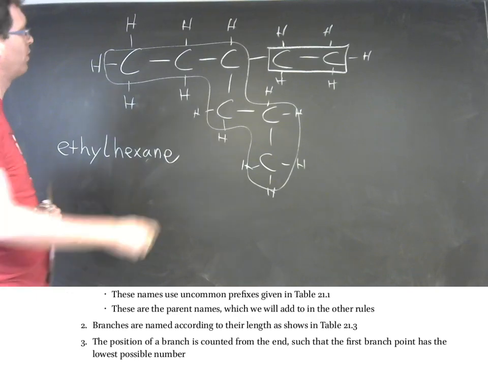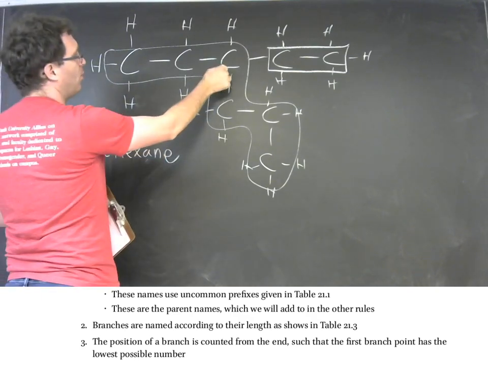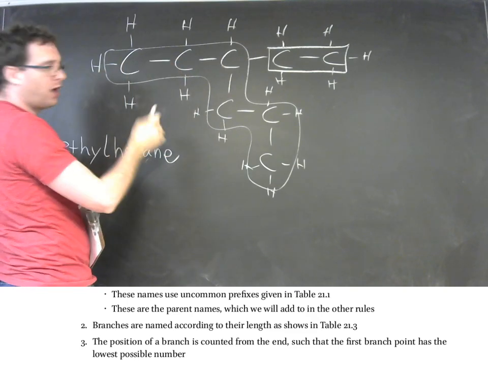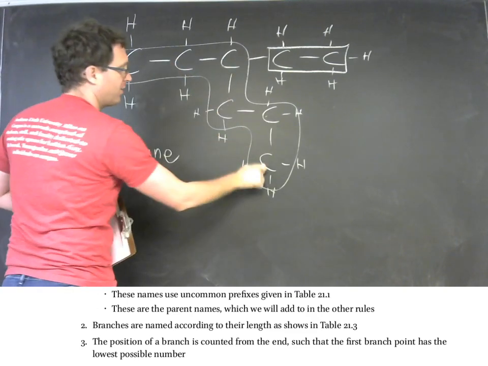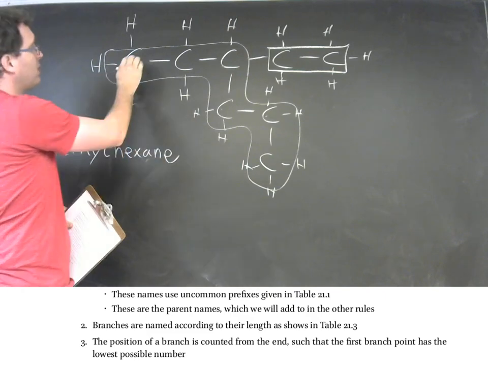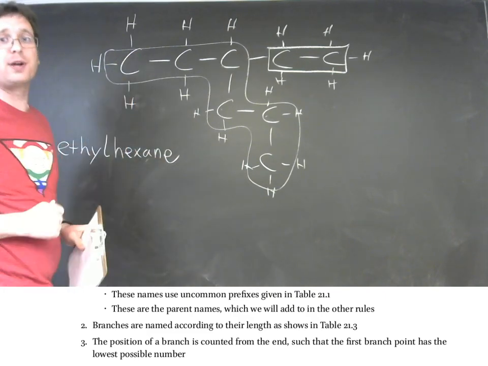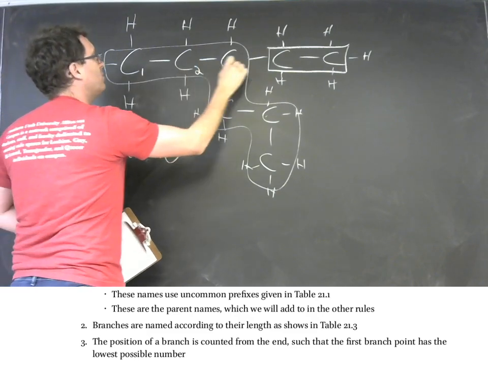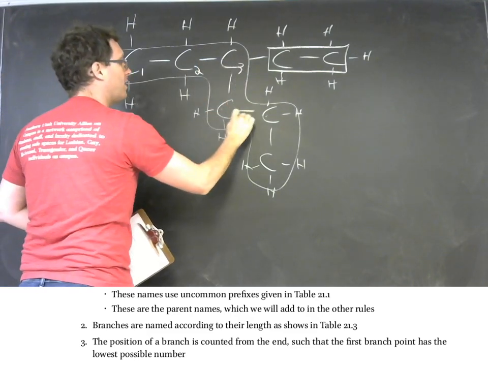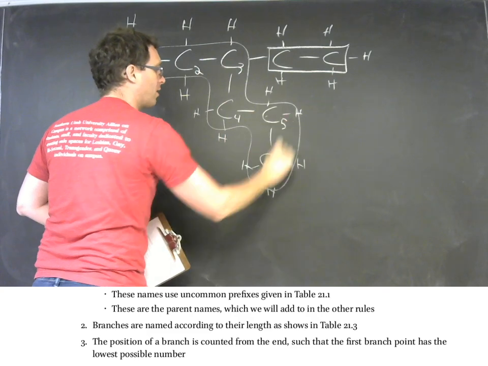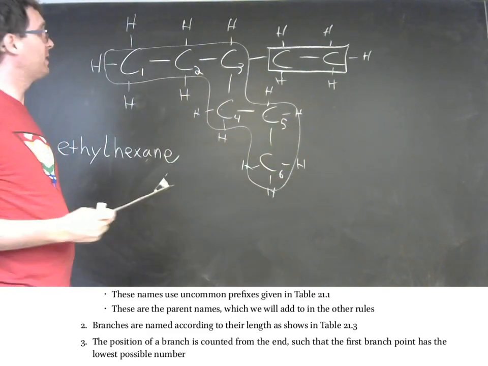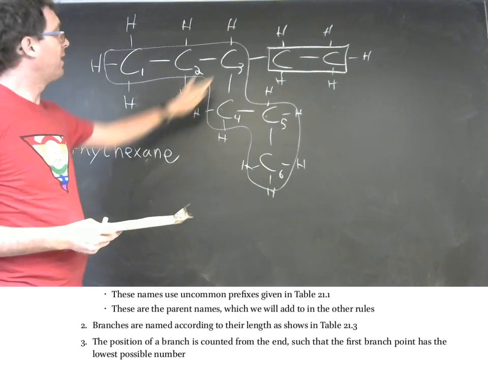And so we're going to see which end is it closer to. So it's only 2 carbons away from this end, 3 carbons away from that end. So we will start numbering our carbons from here. This is carbon 1, carbon 2, carbon 3, carbon 4, carbon 5, carbon 6. So which carbon does the ethyl group attach to? That would be carbon 3.